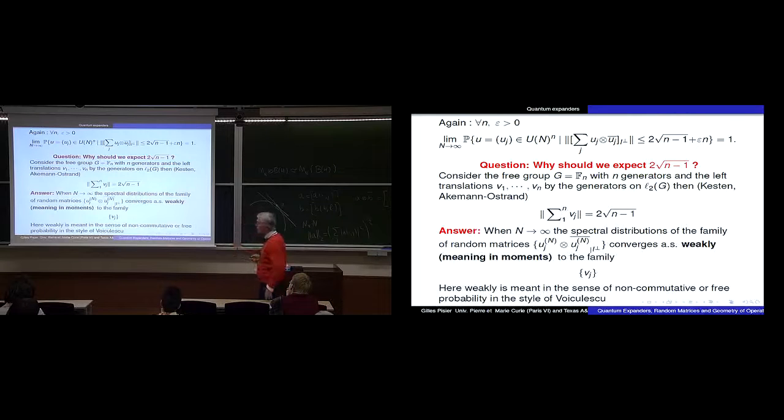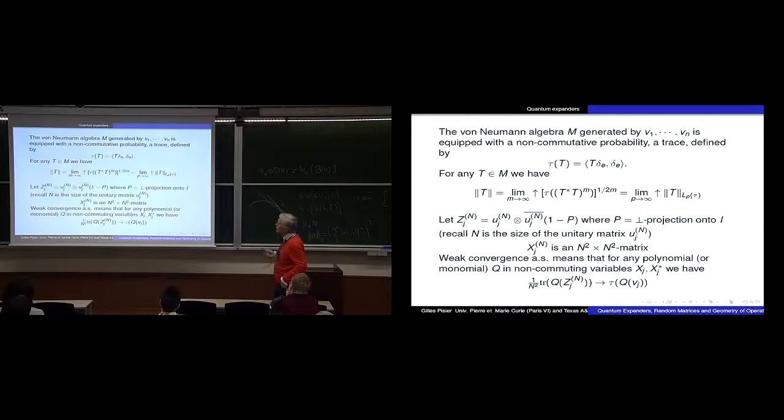So the family here converges to the family here in moments, in the style that's well known from the work, in particular, of Voiculescu in free probability. So what it means precisely is this. We have a von Neumann algebra generated by V1, ..., Vn. That's the von Neumann algebra of the free group. People in operator algebra call it the free group factor.